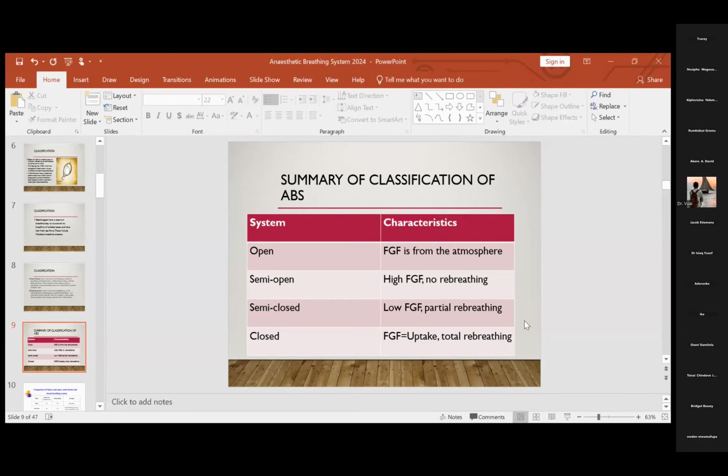So just for you to understand this, let me summarize it. Open, fresh gas is from the atmosphere. There's no rebreathing at all. Semi-open, there's high fresh gas flow, that leads to a lot of wastage of anesthetic gases, and there's no rebreathing. The semi-closed and the closed have rebreathing. The semi-closed is partial and the closed is total. All right, so this is important for us to remember.